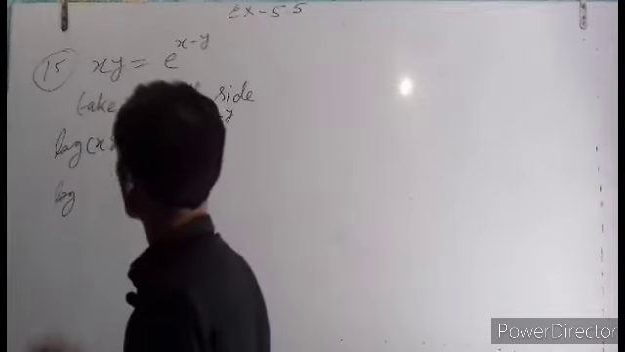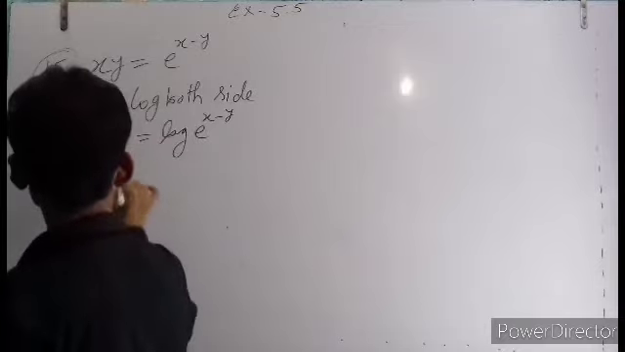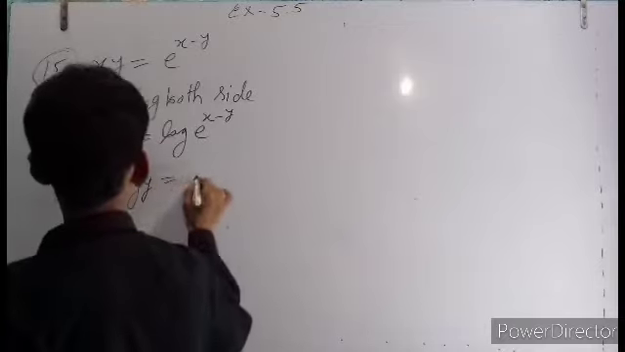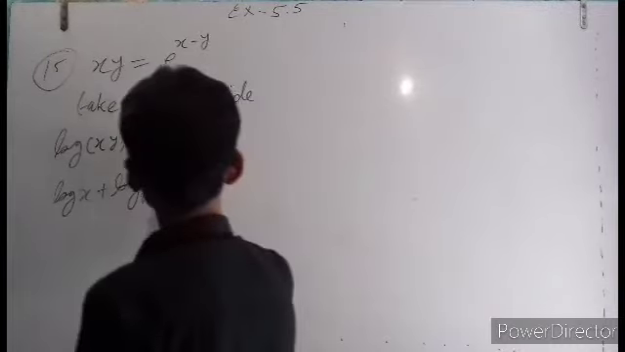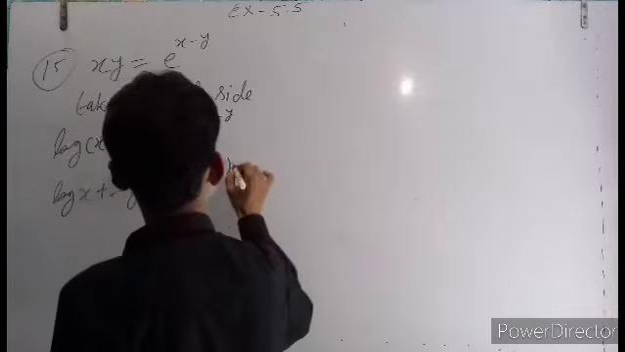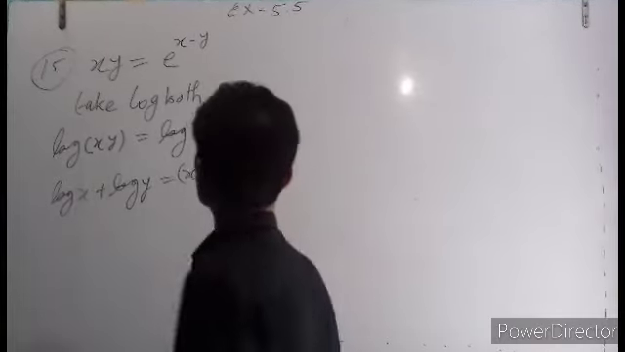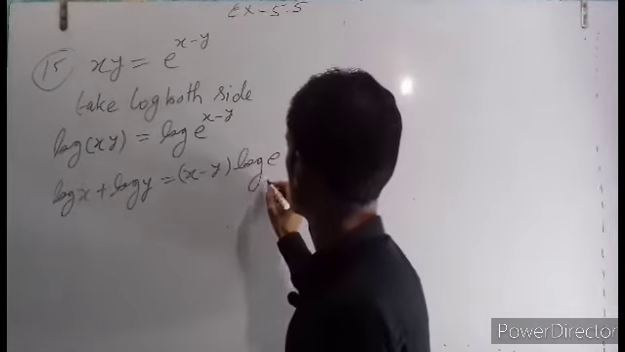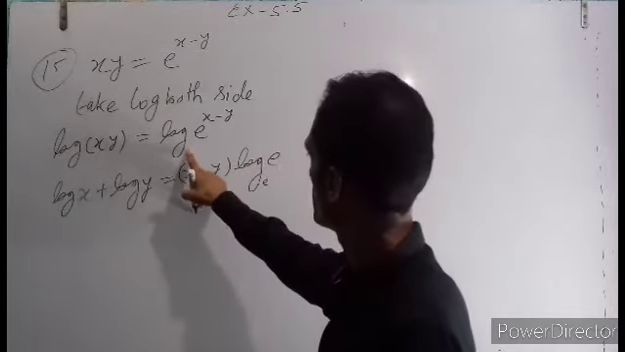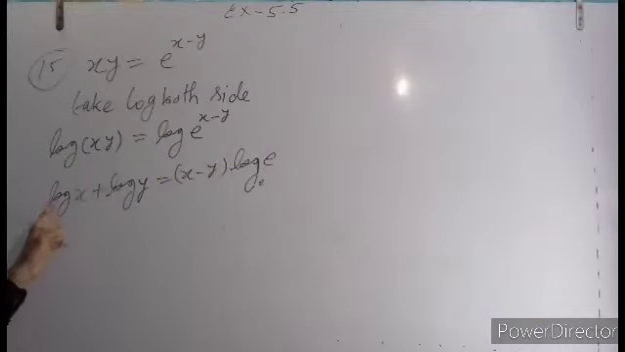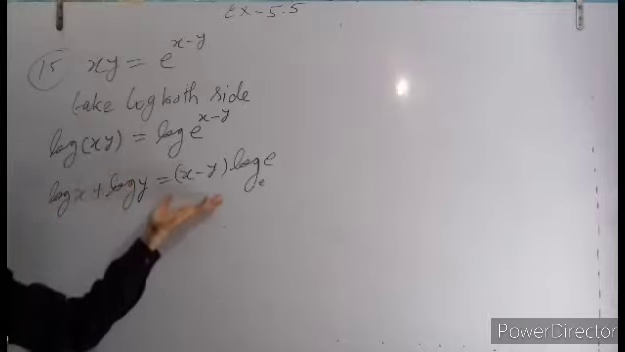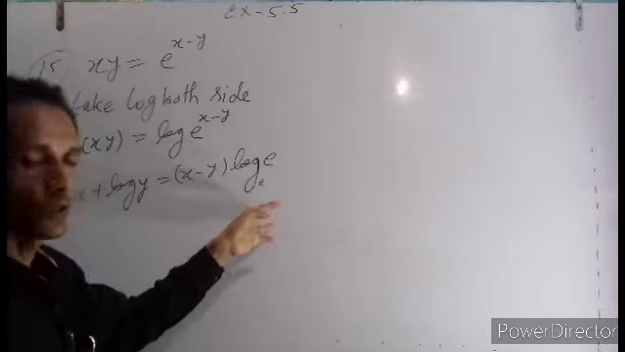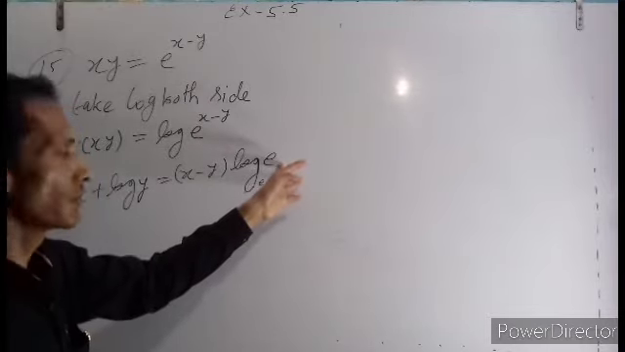So similarly, you can apply here: log x plus log y equal to, and that is the property of log m raised to the power n, which is n log m. So we can write x minus y into log e. If there is no base, we always assume that it is e. After using the property of log, we come to this line. I already explained that the value of log with the base e of e will come as 1.